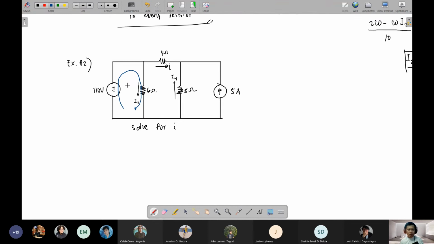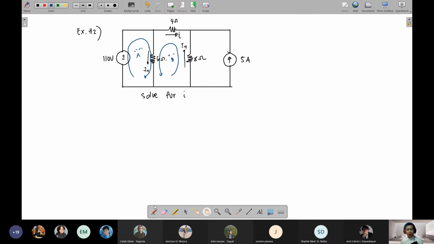We call this loop A. And here, going counterclockwise, we call this loop B. I cannot assign a loop here because there is a current source. So we are finished with step number 2. Now let's proceed with step number 3.